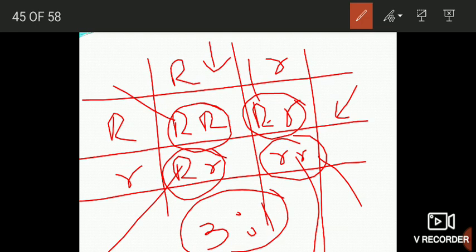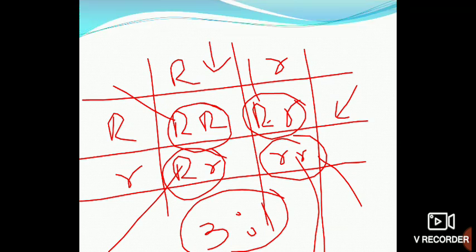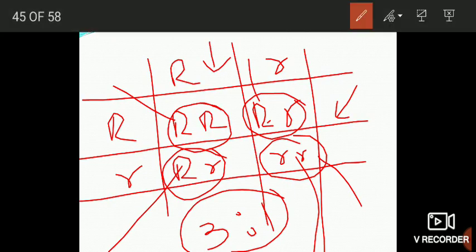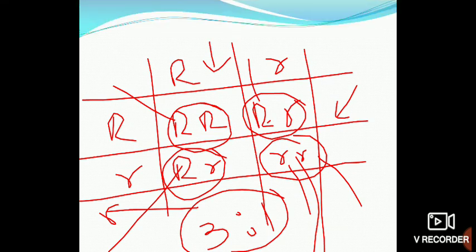So this is Mendel's first law, or the law of segregation, which states that the two factors, the two alleles of a character, segregate at the time of formation of gametes and pass into the gametes with equal probability. The 3:1 ratio you got here shows that segregation of alleles has taken place. If segregation had not happened, this genotype would not appear in our F2 generation. So this is all about the principle of segregation, or law of segregation, or Mendel's first law. I hope you all understand this.